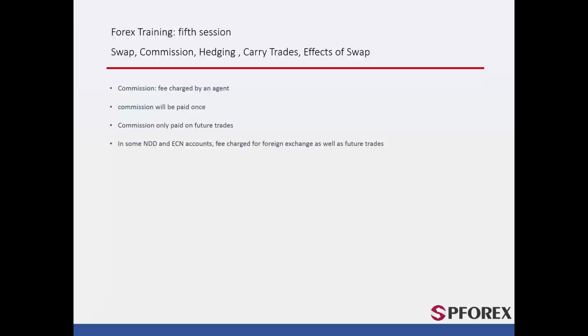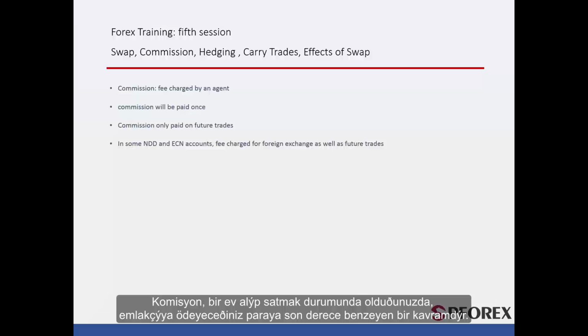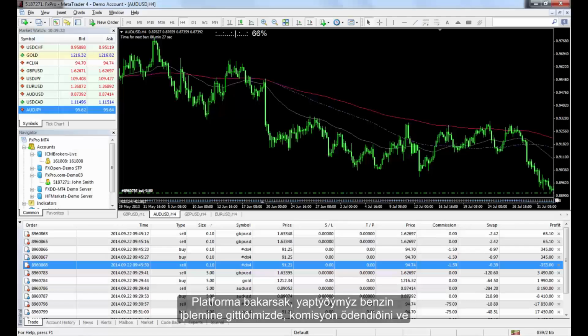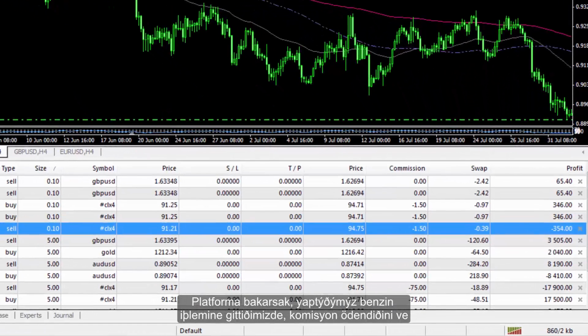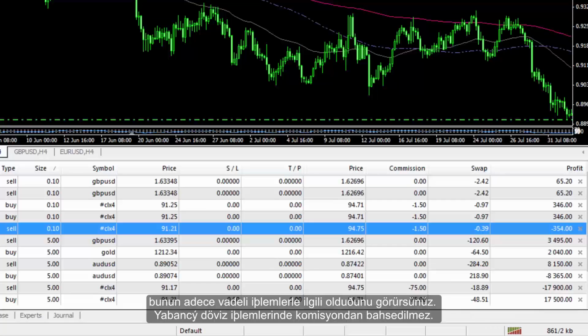Commission is very similar to what you would pay if you were buying or selling a house via a real estate agent. Now, if we look at the platform, if you focus on the oil trade that we have made, you can see commission was paid and it was only related to the futures trades. There was no mention of commission in the foreign exchange trades.